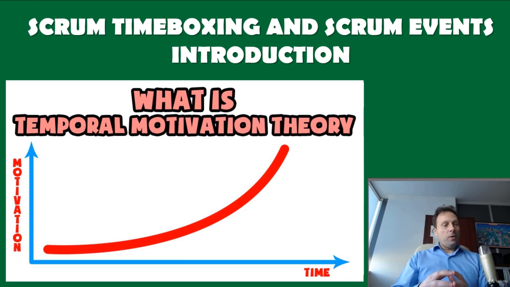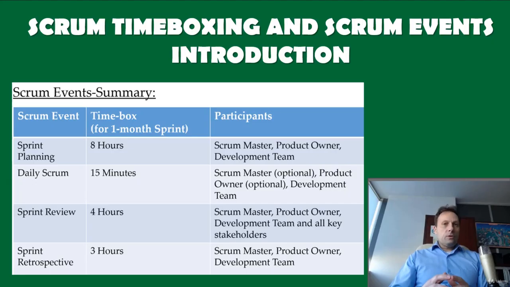Temporal motivation theory shows that time constraints are critical components of getting work done effectively. In Scrum, the sooner you can inspect a deliverable, the sooner you can adapt it. So timeboxing is a critical component of a good Scrum, and that is why all 5 events in Scrum are timeboxed. So first we have a sprint.